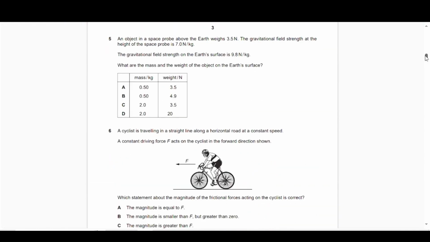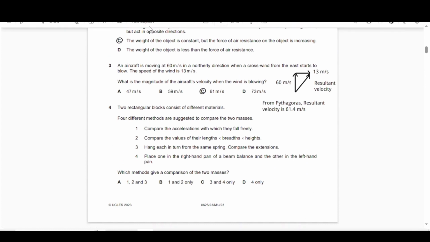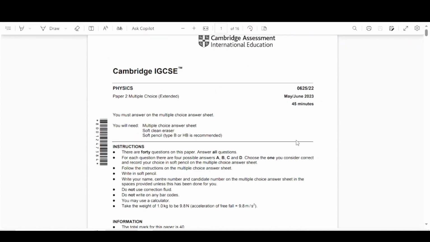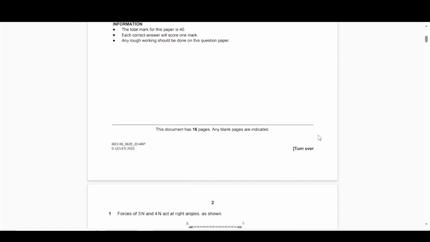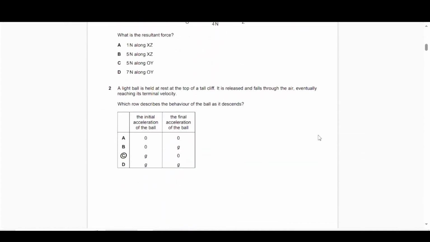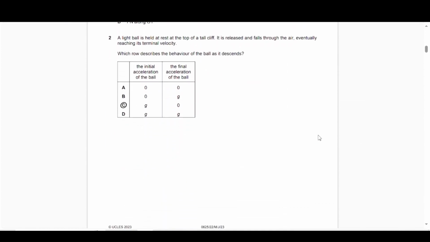So yeah, again, most of these other questions are not from this topic, so moving on. If we go to May, June 2023 and look at paper 2.2, I've got a question here saying a light ball is held at rest at the top of a tall cliff. It is released and falls through the air, eventually reaching its terminal velocity. Which row describes the behavior of the ball as it descends?